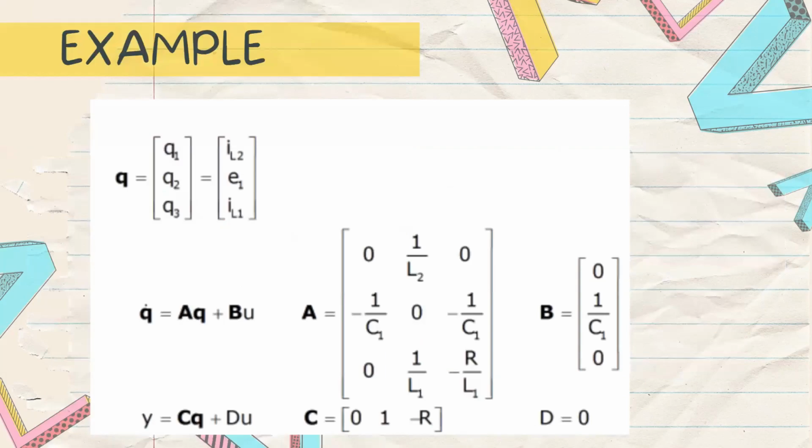Next. From this, we get our state space representation. With the general equations q dot equals Aq plus Bu and y equals Cq plus Du, you will get this state space representation. Q will be IL2, E1, and IL1. A is 0, negative 1 over C1, 0, 1 over L2, 0, 1 over L1, 0, 1, negative 1 over C1, R and negative R over L1. C is 0, 1, and negative R. B is 0, 1 over C1, and 0. Lastly, D equals 0.